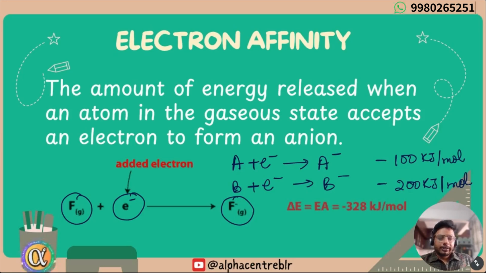So here in this case, if A is accepting an electron, after accepting an electron it loses 100 kilojoule of energy per mole, while B loses 200 kilojoule of energy per mole. So which has higher electron affinity? B. B has higher electron affinity.